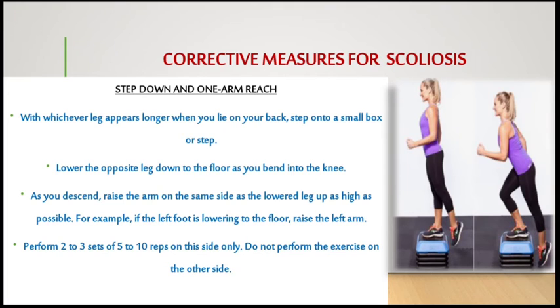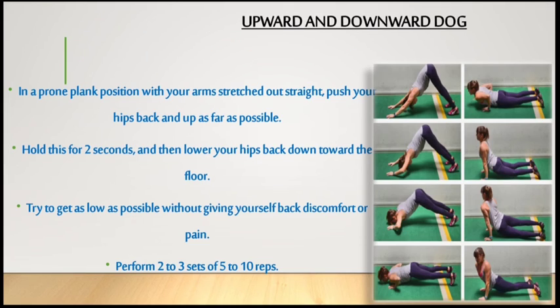Okay class, so the next exercise for scoliosis is the upward and downward dog style. You can see in this picture how to do this exercise. This is also called ashtanga yoga, or also the mountain pose, and also the bhujangasana pose.